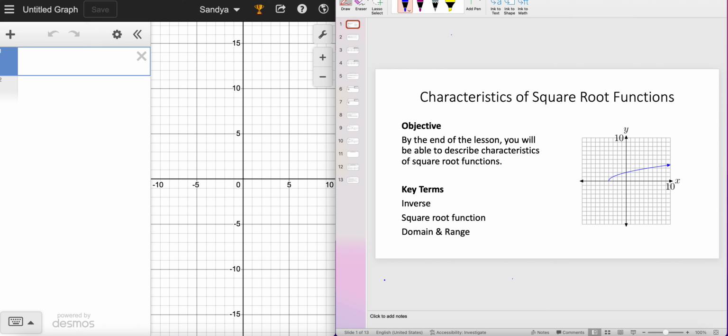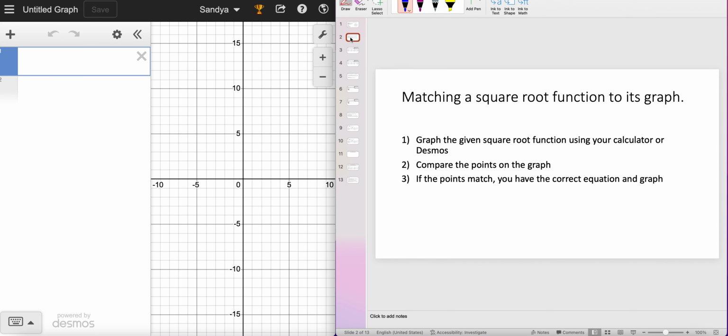So in this video, we're going to be talking about how to describe some characteristics of square root functions. What we want to do is match a square root function to its graph. To do this, you're going to graph the given square root function using your calculator or Desmos, then compare the points on the graph. If the points match, then you know you have the correct equation and graph.